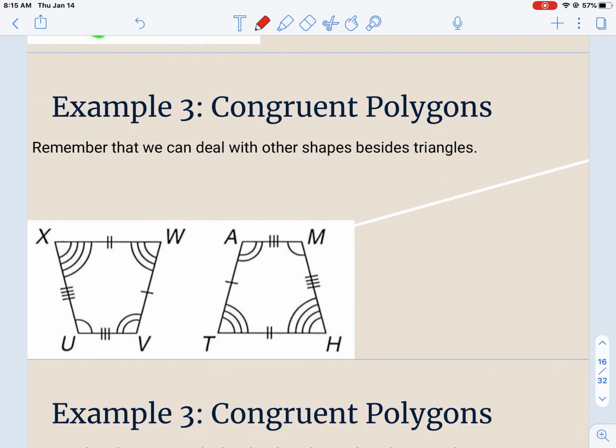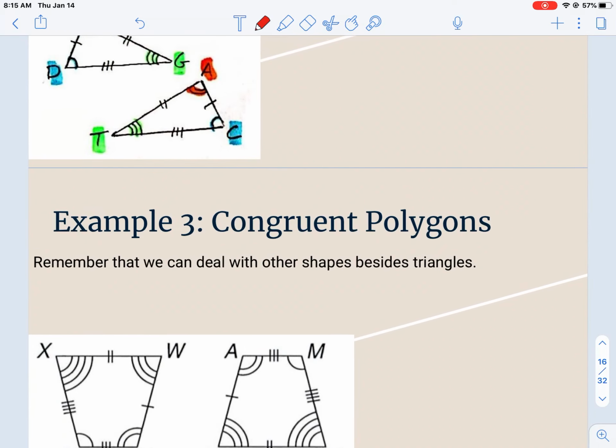All right, fellas, so we're just going to finish up 5.2. That was the congruent polygon section that we started on the 13th of January. Most of you got to this point, but a few classes stopped. So we're going to pick up here with congruent polygons.